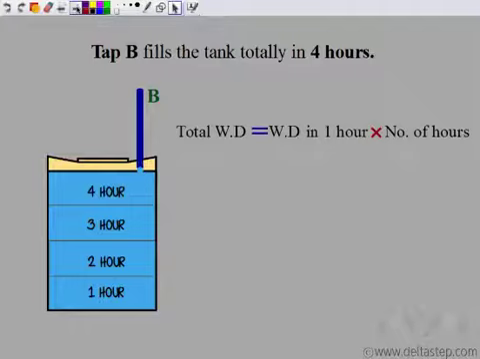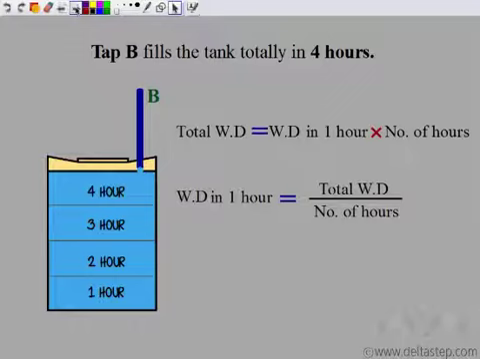Work done in an hour would be total work done divided by number of hours. The total work that has to be done is completing this entire tank, which is 1 unit. If I take the tank as 1, the total work is 1, that is this whole tank. The number of hours it takes to fill this tank completely is 4. That means work done in 1 hour is 1 by 4.